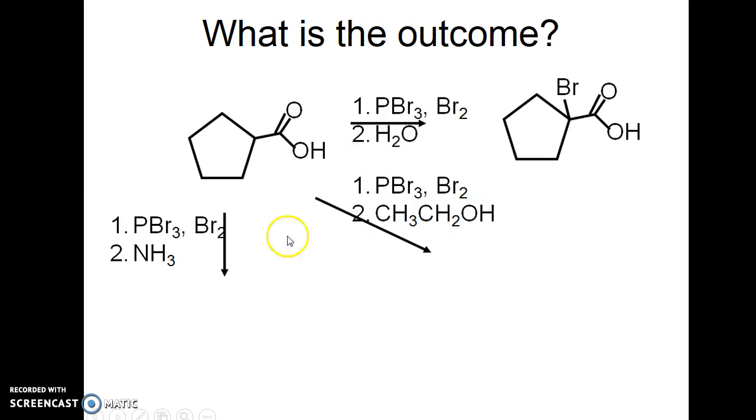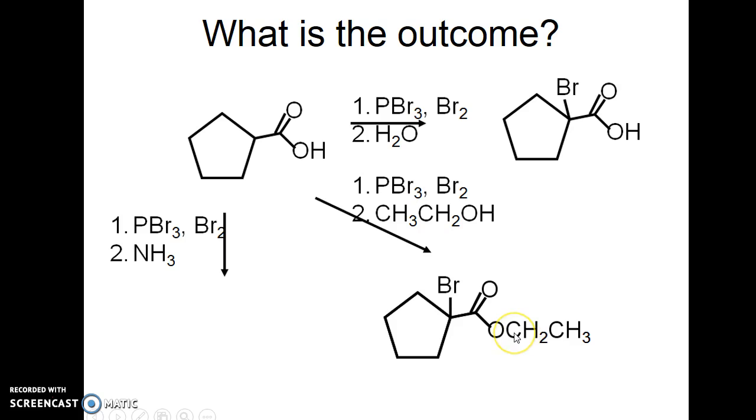But if I look at the other two, I don't have water, I have ethanol, and I have ammonia. Well, if I form the acid bromide and then I treat with ethanol, what will we get? We'll get an ester. And if I take that acid bromide and I treat it with ammonia, what do I get? I get the amide. So we actually can use that acid intermediate to go other places than just back to the carboxylic acid.